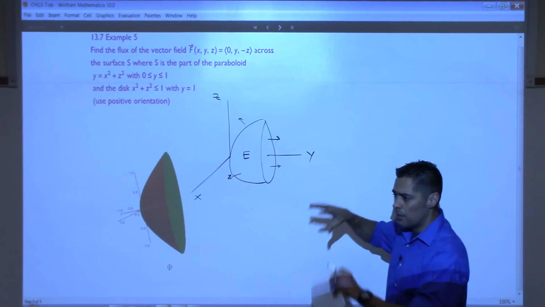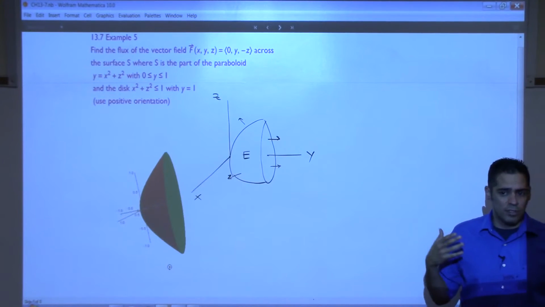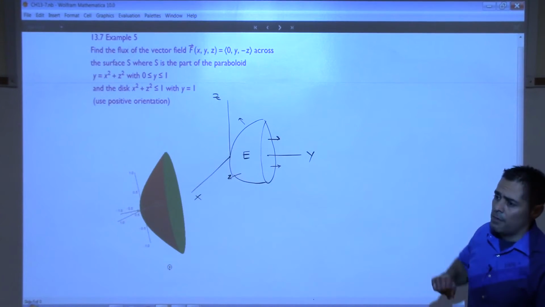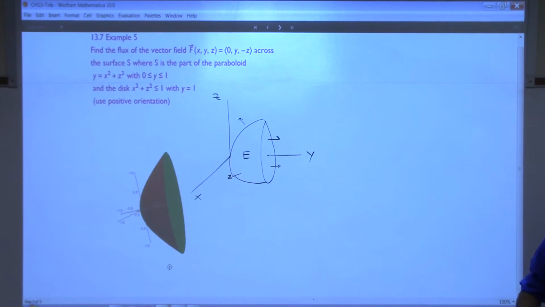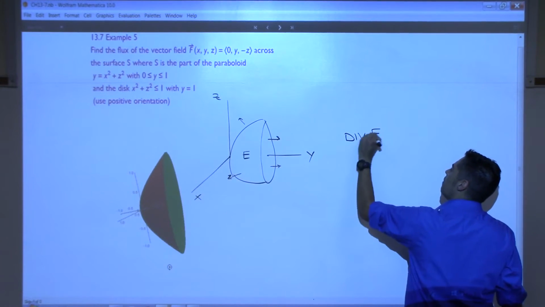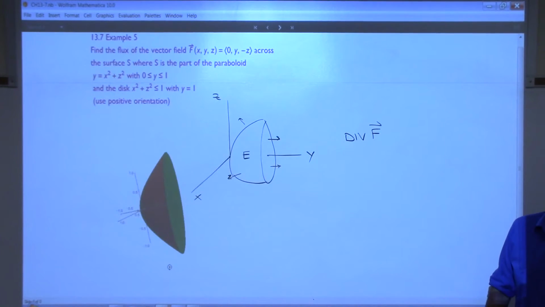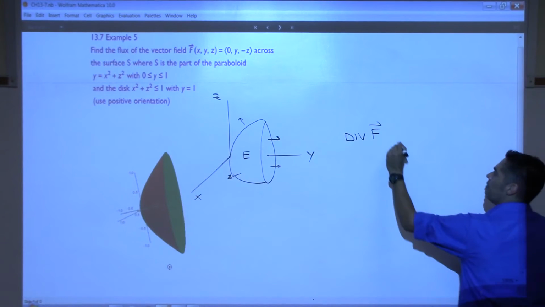We have a solid. It's enclosed by the surface. Normals are pointed outward. We just got to make sure that the derivatives of our vector field are nice. So let's just look at what the div of F would be, because the divergence theorem tells us we're going to need to take a triple integral of the div. What is the div of F?